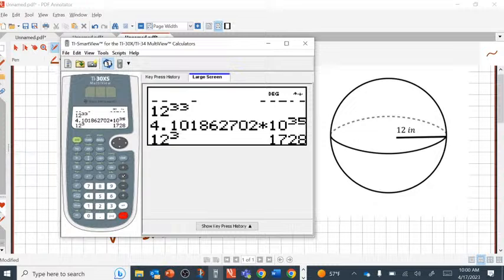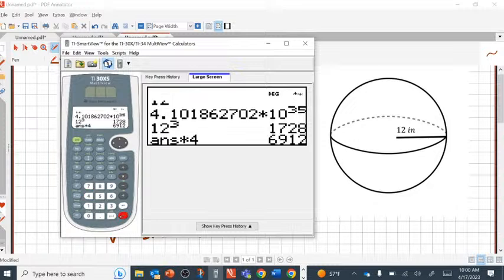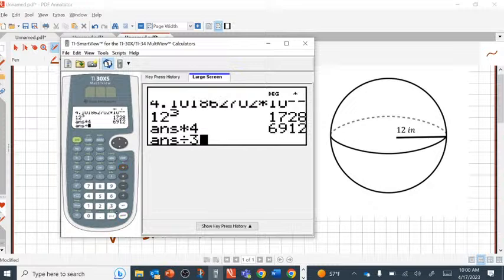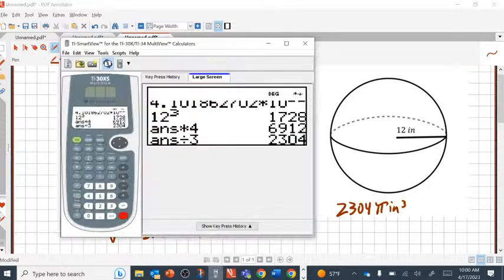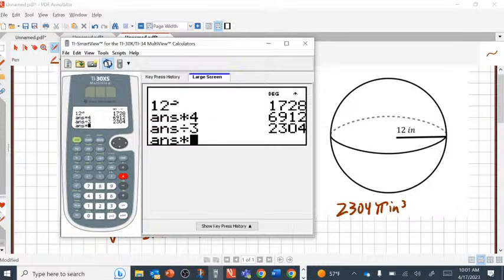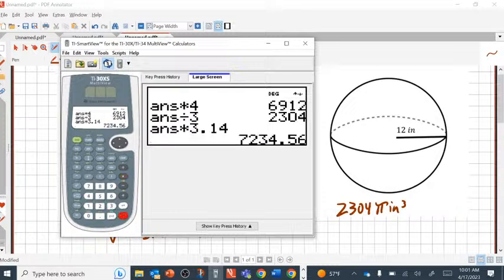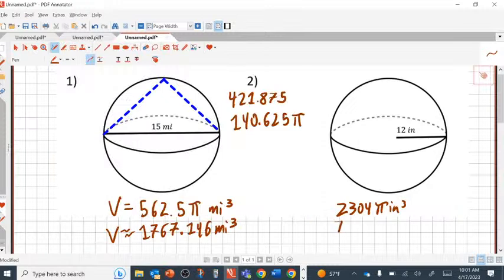Okay, and you divide it by 3, and then you just glue a pi on it, right? Yeah, I love it. So 2,304 pi inches cubed, which is approximately, if I multiply that by 3.14, 7234.56.